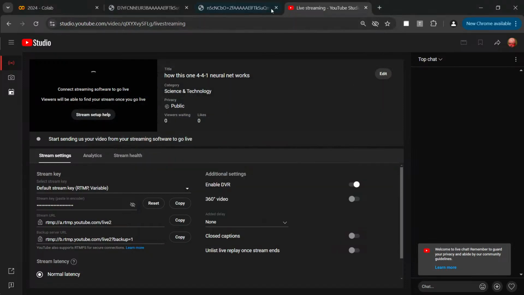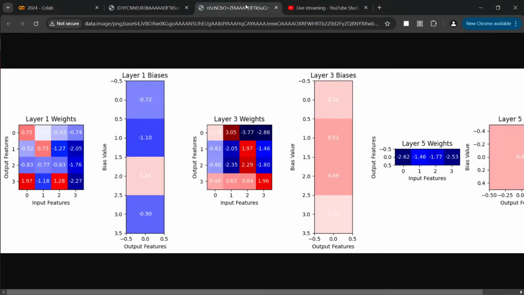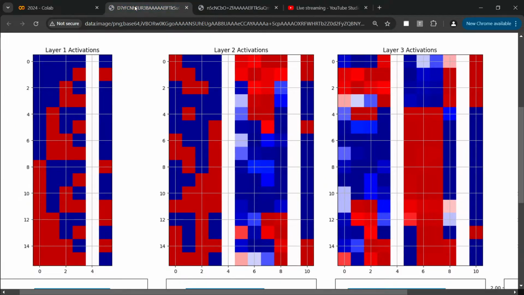Hey friends, so I mechanistically interpreted this neural net, and so I'm going to explain it. I'm going to interpret it.